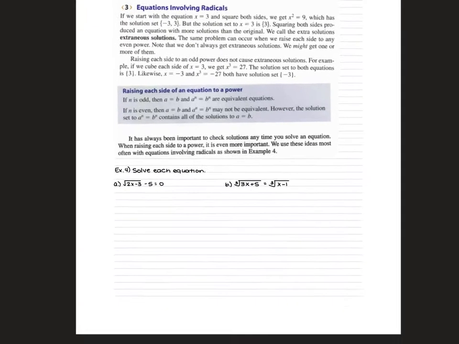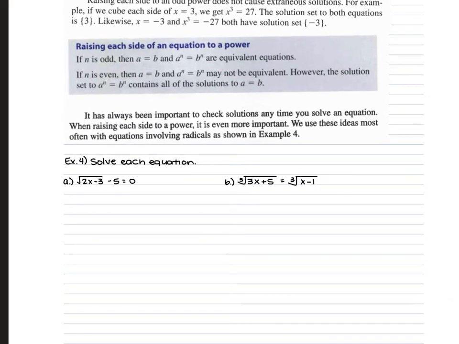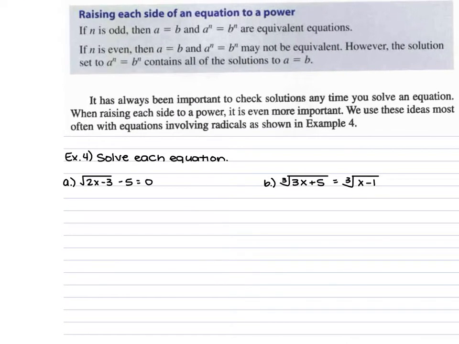For example 4, we're solving equations that involve radicals. When we have radicals in our equation, we're going to isolate the radical and then raise each side to the power that is the index. So with example 4, we have a couple different examples with these. The first one that we're going to look at only has one radical in our equation.